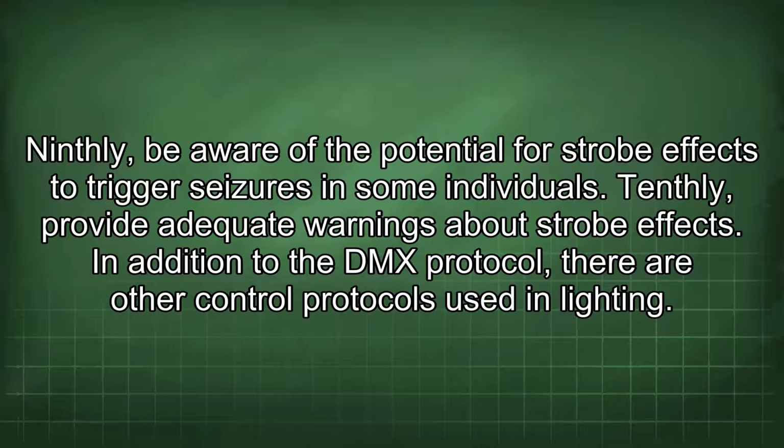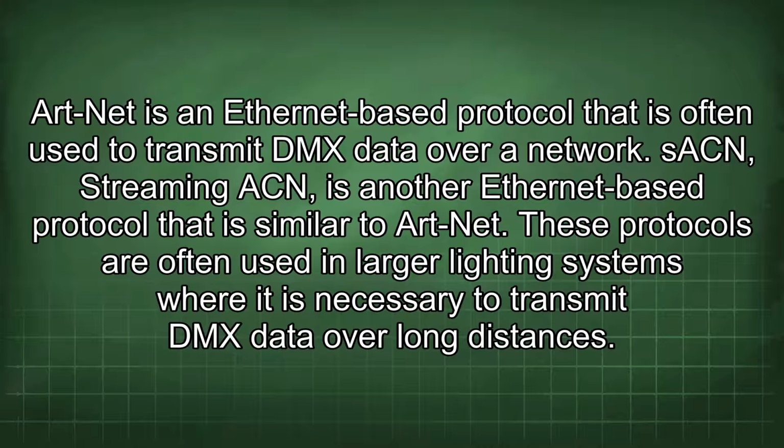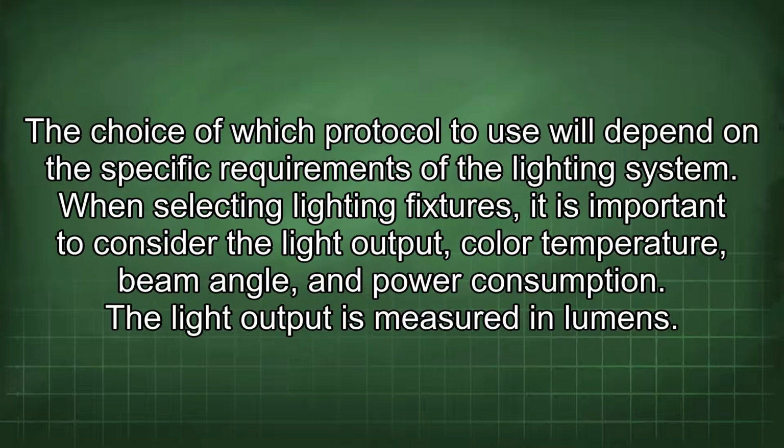In addition to the DMX protocol, there are other control protocols used in lighting. ArtNet is an Ethernet-based protocol that is often used to transmit DMX data over a network. sACN, streaming ACN, is another Ethernet-based protocol that is similar to ArtNet. These protocols are often used in larger lighting systems where it is necessary to transmit DMX data over long distances. The choice of which protocol to use will depend on the specific requirements of the lighting system.